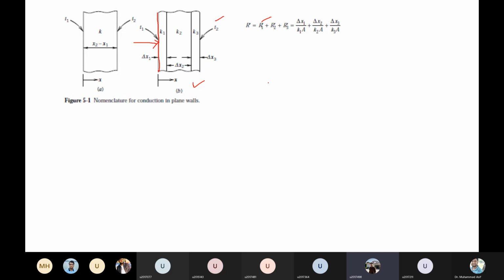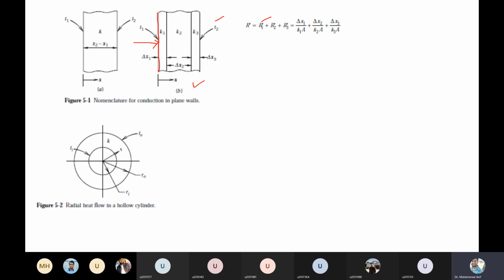In case of a circular cross section, that is a cylinder, the area is not constant, right? So in that case, we cannot ignore the area. We may take the resistance per unit area, but if there is a cylindrical or spherical cross-sectional area that has certain thickness, in that case, we cannot ignore the area.